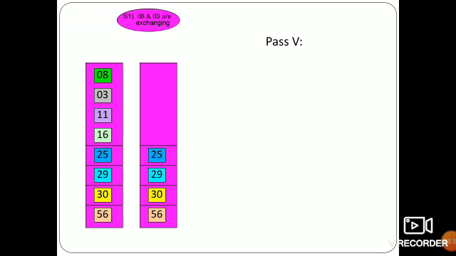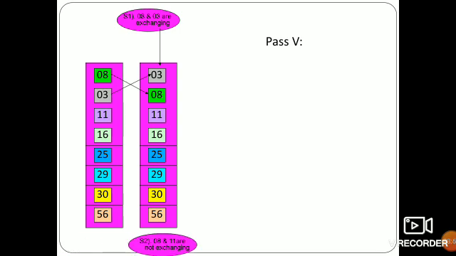Now 8 and 3 have to be compared. So 3 is smaller than 8. Now exchange should be there, 3 and 8. Now 8 and 11 compare. There is no need to exchange.